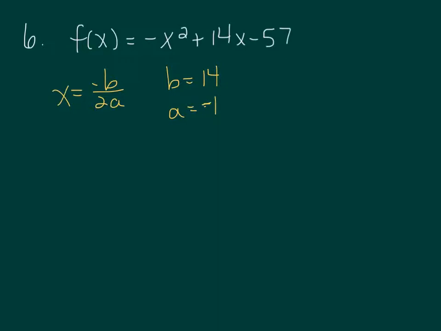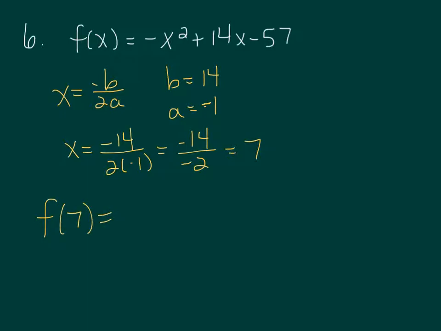So we have x is equal to negative 14 over 2 times negative 1. So that's negative 14 over negative 2, which is 7. That's the x value of the vertex. To find the y value of the vertex, plug in 7, the x value, to the quadratic.